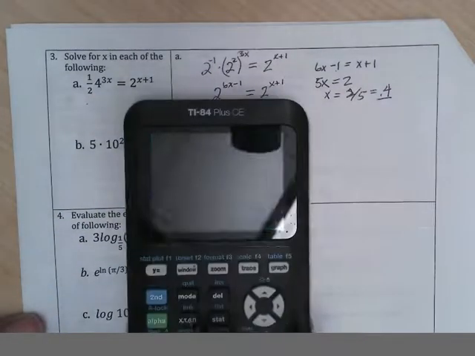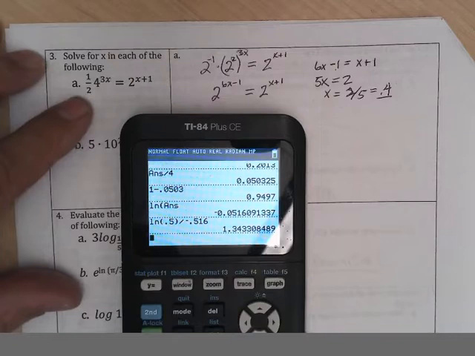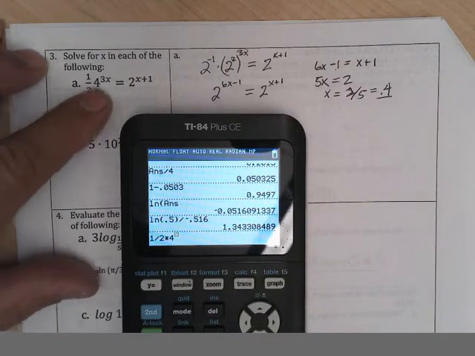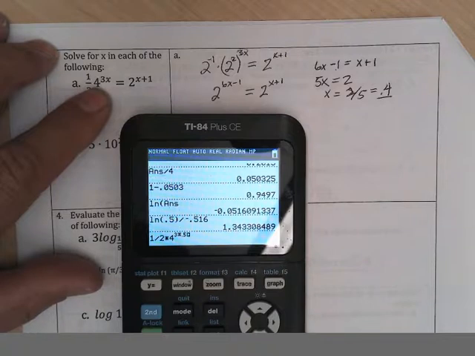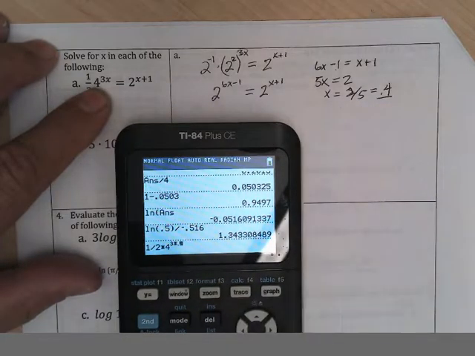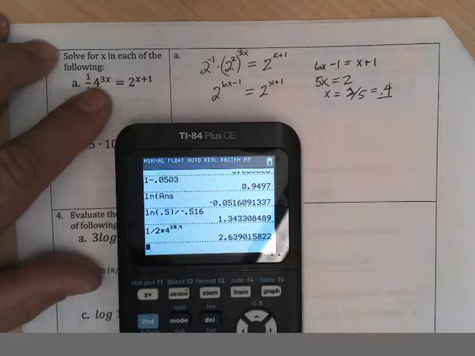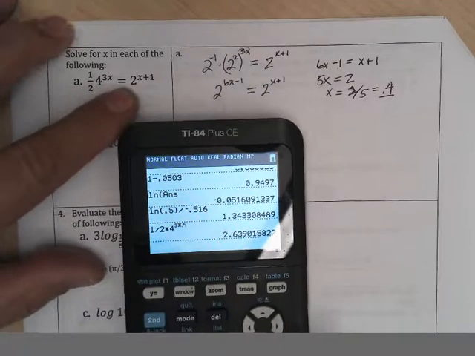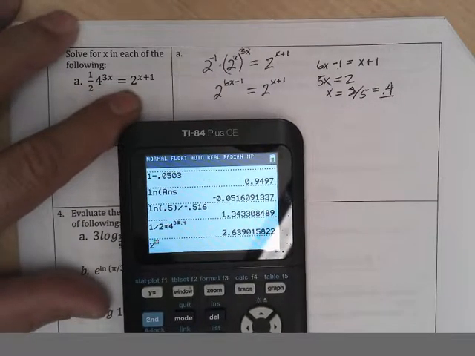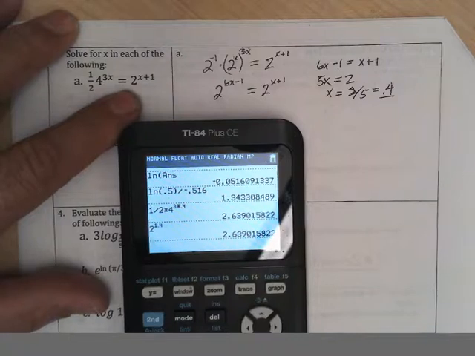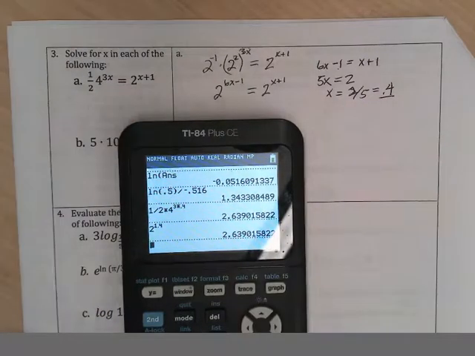Now I can check my answer. We can go 1/2 times 4 to the 3 times 0.5. Oh, 0.4. And we get 2.639. And we can go 2 to the 0.4 plus 1, 2 to the 1.4. And notice we get the same number, exactly.